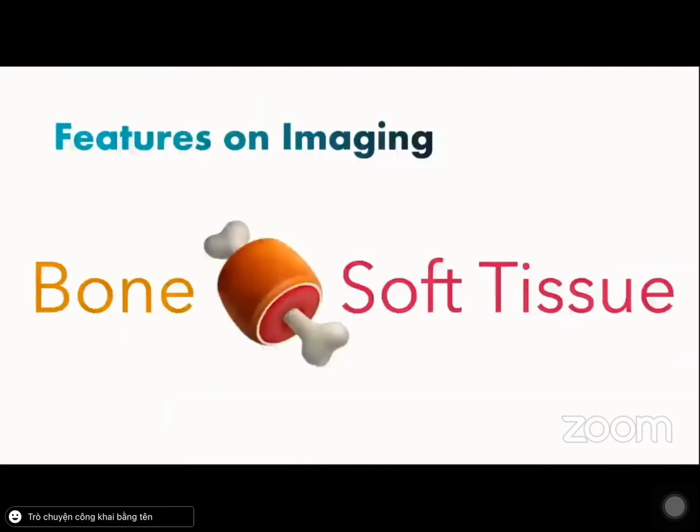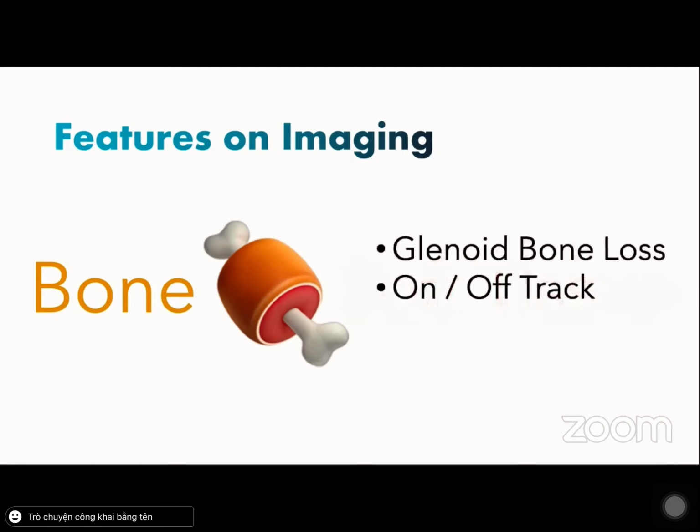Okay, we have reached the halfway point of our talk. From now onwards, I'll be showing you several features that you need to be looking out for when assessing for shoulder instability. We will start with bone findings first, in particular demonstrating how you measure for glenoid bone loss and explaining the on and off track theory.